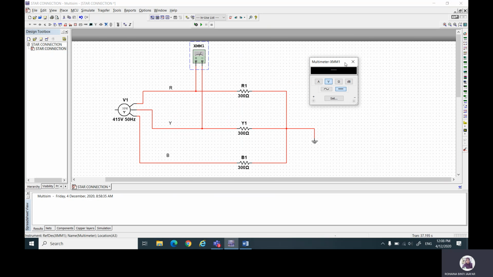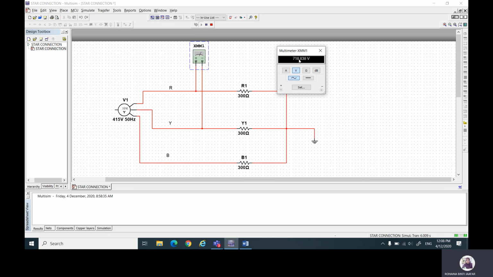So set the multimeter to voltage AC, and then you run the circuit. You will get 418 for the line voltage. If you refer to the theory, 415 is the phase voltage. To get the line voltage, you have to multiply by root 3. So you will get 718.8, the same as your simulation. Follow the same steps for line voltage at yellow-blue and blue-red.